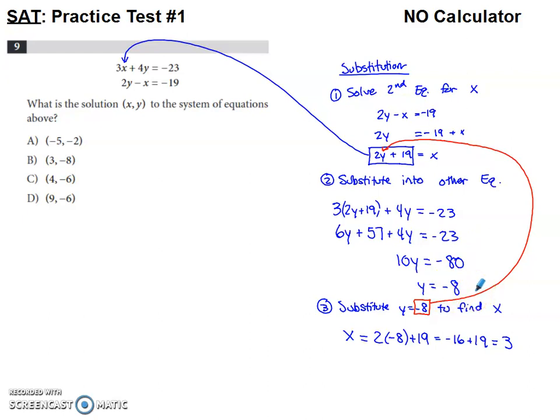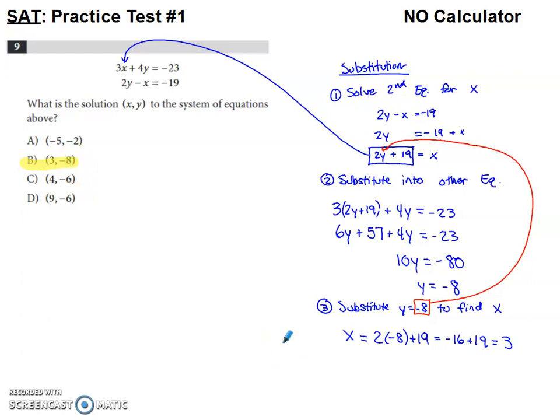Now, as long as you're confident that you've done everything correctly there, especially if you're crunched for time, as you would be on the SAT, you can look at your options and realize that the answer is definitely going to be option B. It's the only one that gives us an answer of -8 for y.